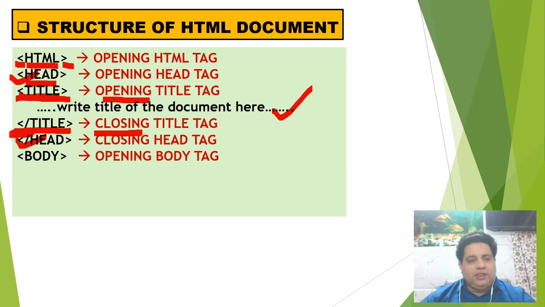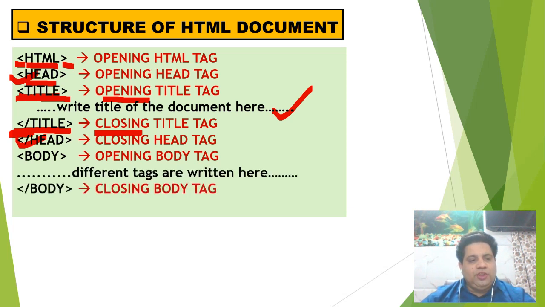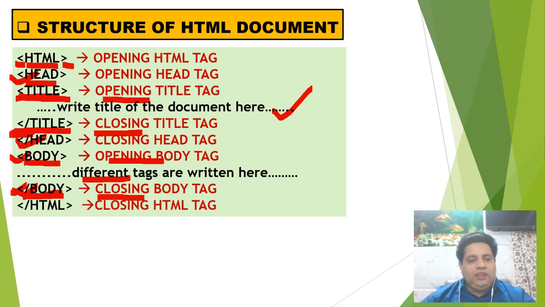Then comes the body tag. Whatever you write within the body tag is displayed on a web page. Different tags are written here, and this is the closing body tag. So whatever you want to display in your web page, you will write between the opening and closing body tag. So how can you identify it is opening tag? When you write the tag name within angle brackets without forward slash sign, it is opening tag. And when you write the tag name within angular brackets starting with forward slash sign, it is closing tag. And then HTML closing tag comes. So this is the basic structure of HTML document.